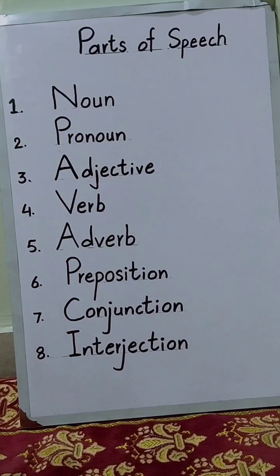Words are divided into different kinds or classes according to the work they do in a sentence. The different kinds of words are called parts of speech. They are 8 in number: noun, pronoun, adjective, verb, adverb, preposition, conjunction, interjection.